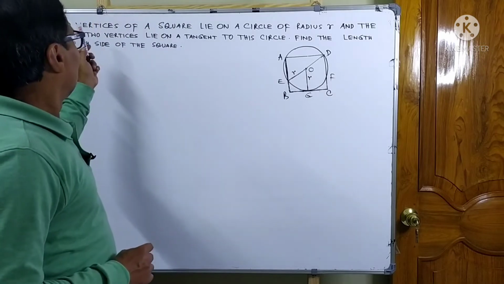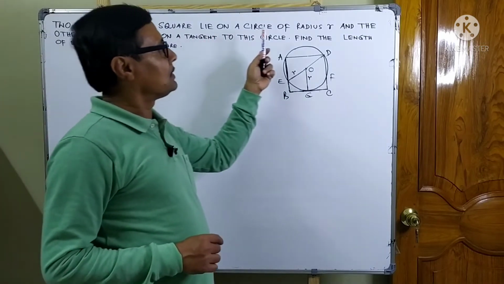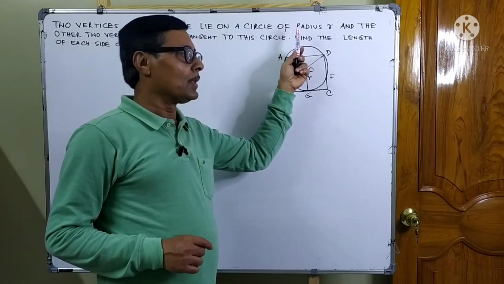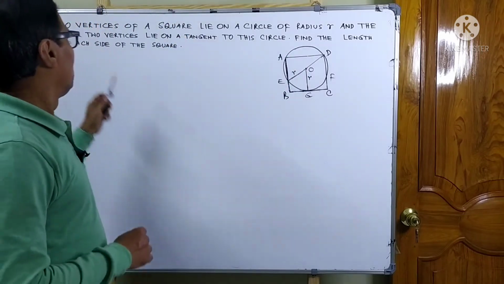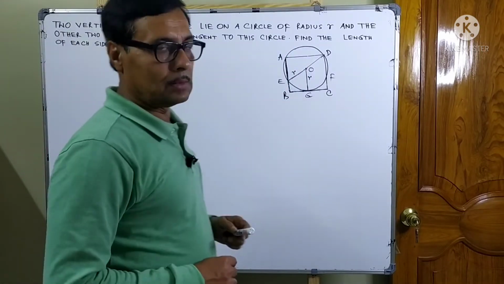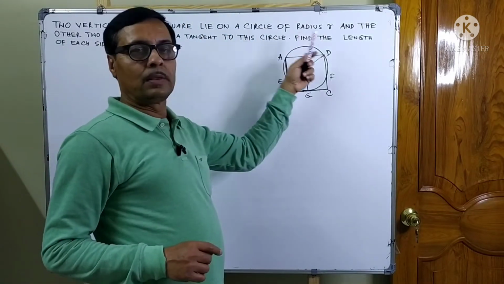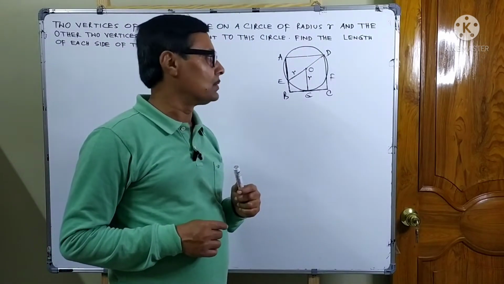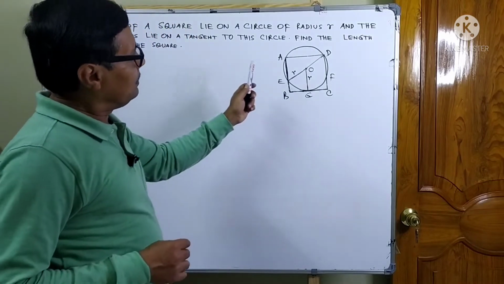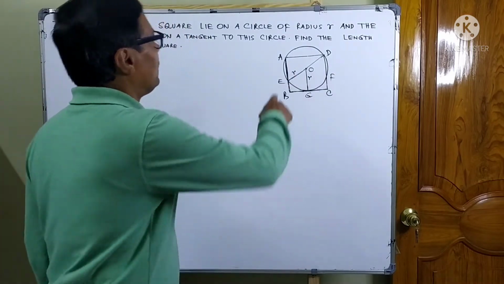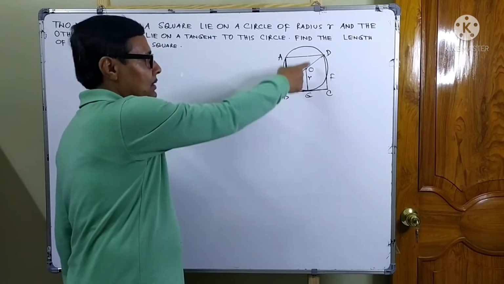Two vertices of a square lie on a circle of radius r and other two vertices lie on a tangent to this circle. We have to find out the length of each side of this square. We have already drawn the figure here. This is the square and this is the circle.